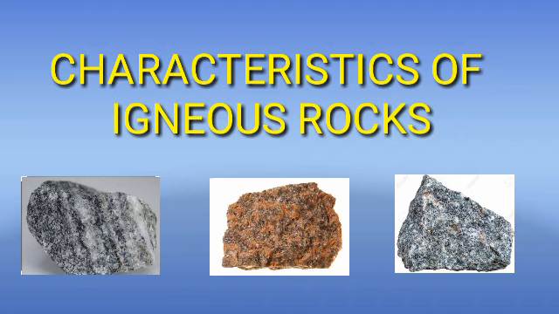Let us now learn the characteristics of igneous rocks, children. These rocks are hard and compact. You can very clearly see in the picture. These rocks do not occur in distinct beds or strata. Strata in the sense layers. These rocks do not have remains of plants and animals. It means they do not contain fossils.